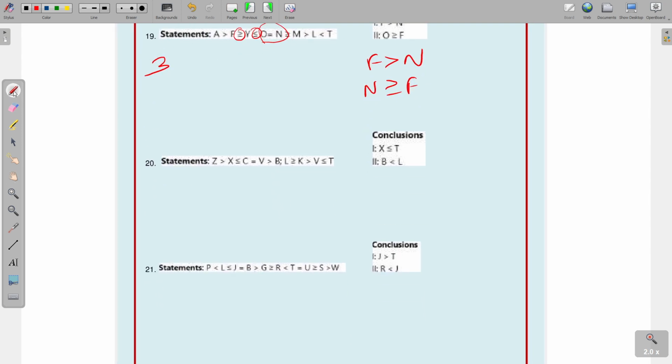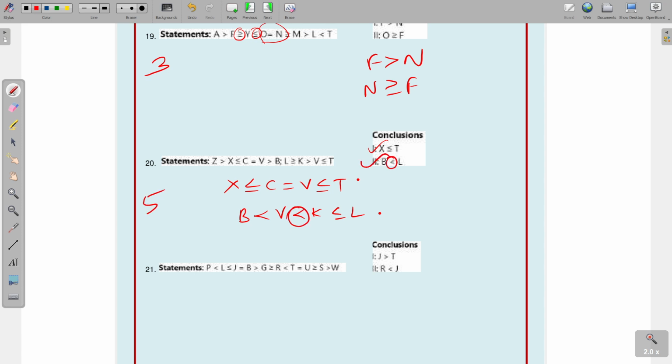Next, question number 20. X less than or equal to T. So X here and T here. X less than or equal to C equal to V less than or equal to T. Correct, the signs are the same. Next, B less than N. So B equal to C, and no need to write C here. Starting from B, K and L, so less than is also correct.